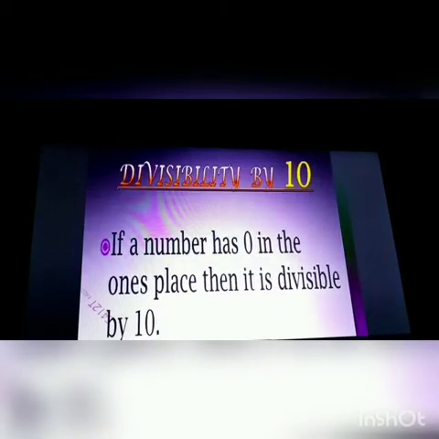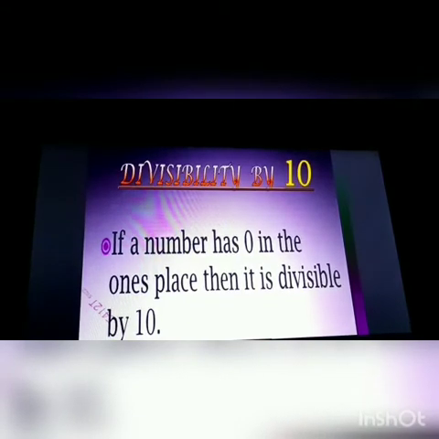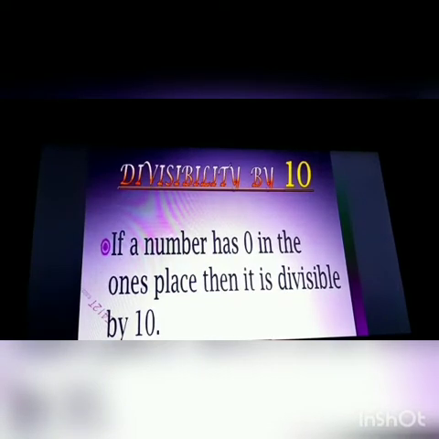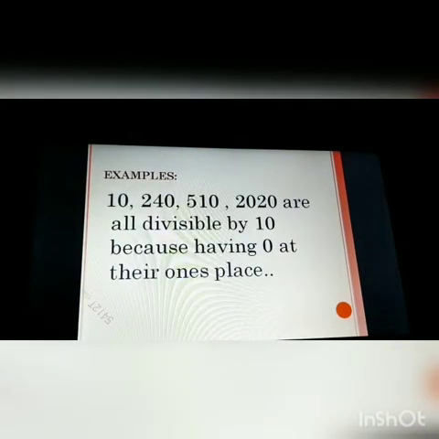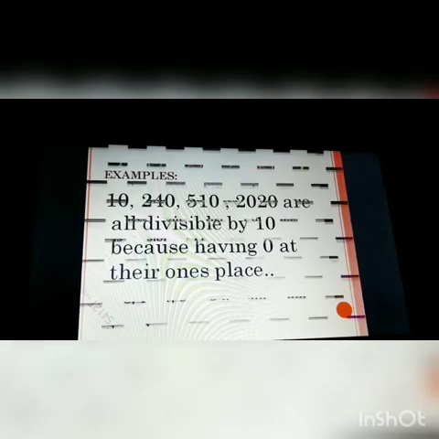Rule for 10. If a number has 0 in the ones place, then it is divisible by 10. That means you need to check only the ones place. If the ones place has 0, then the number must be divisible by 10. Here the examples 10, 240, 510, 2020 are all divisible by 10 because they have 0 at their ones place.